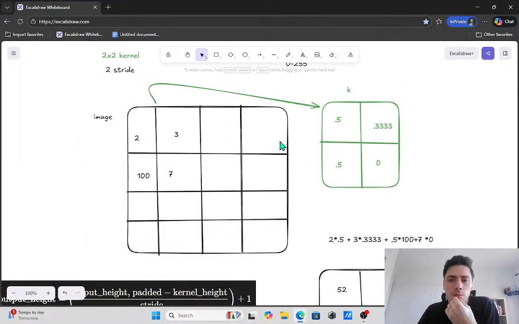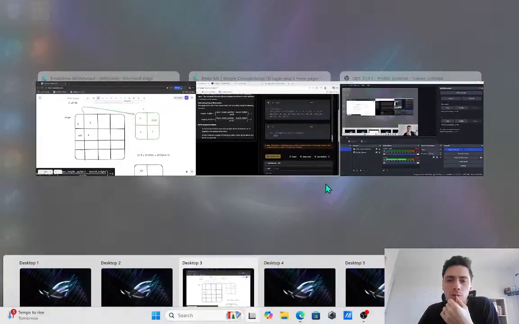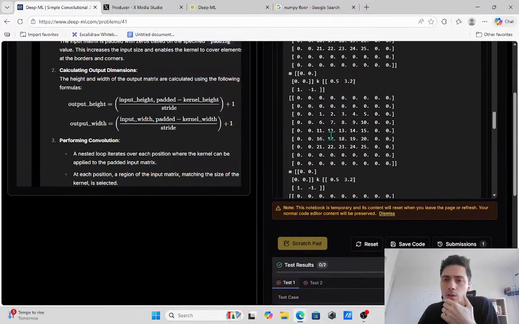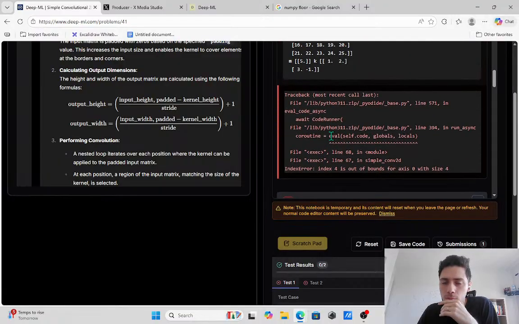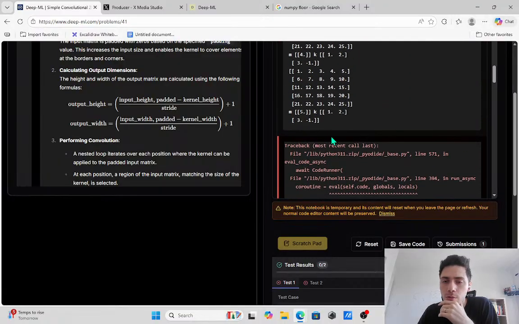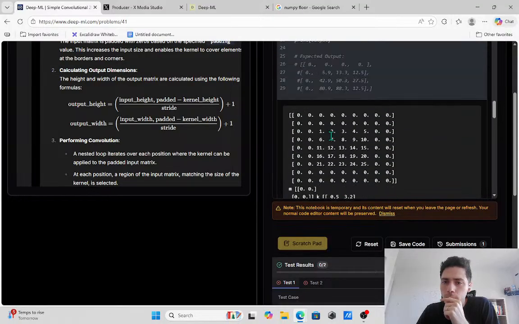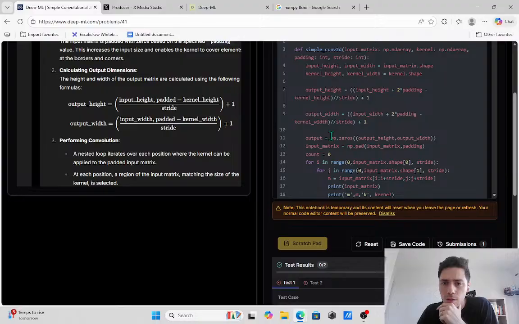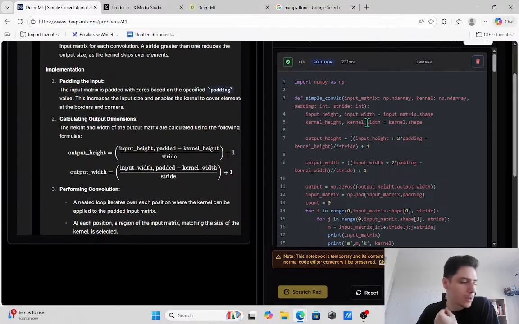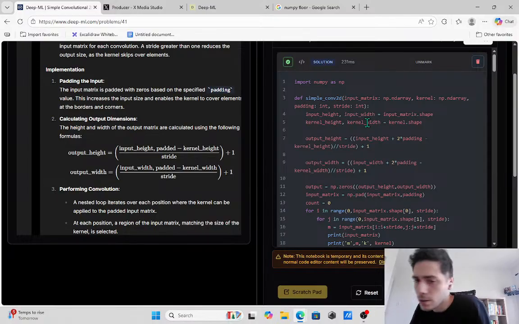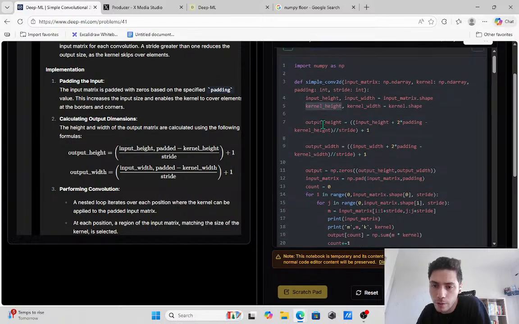Because the stride determines... Oh, I guess the kernel size we're looking for more than the stride. Stride is how much we move it. The kernel size... Let me see if this actually works. Kernel height. Kernel width.